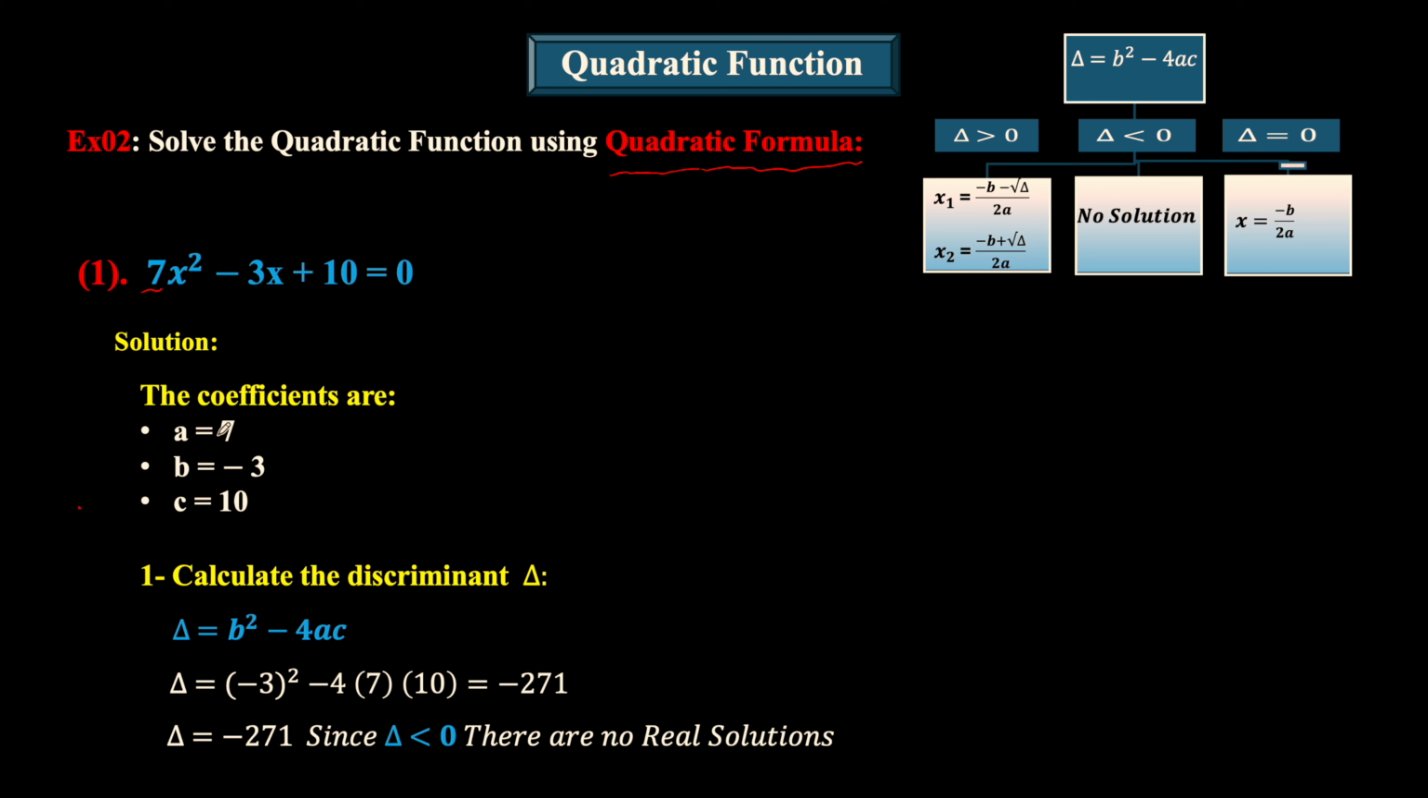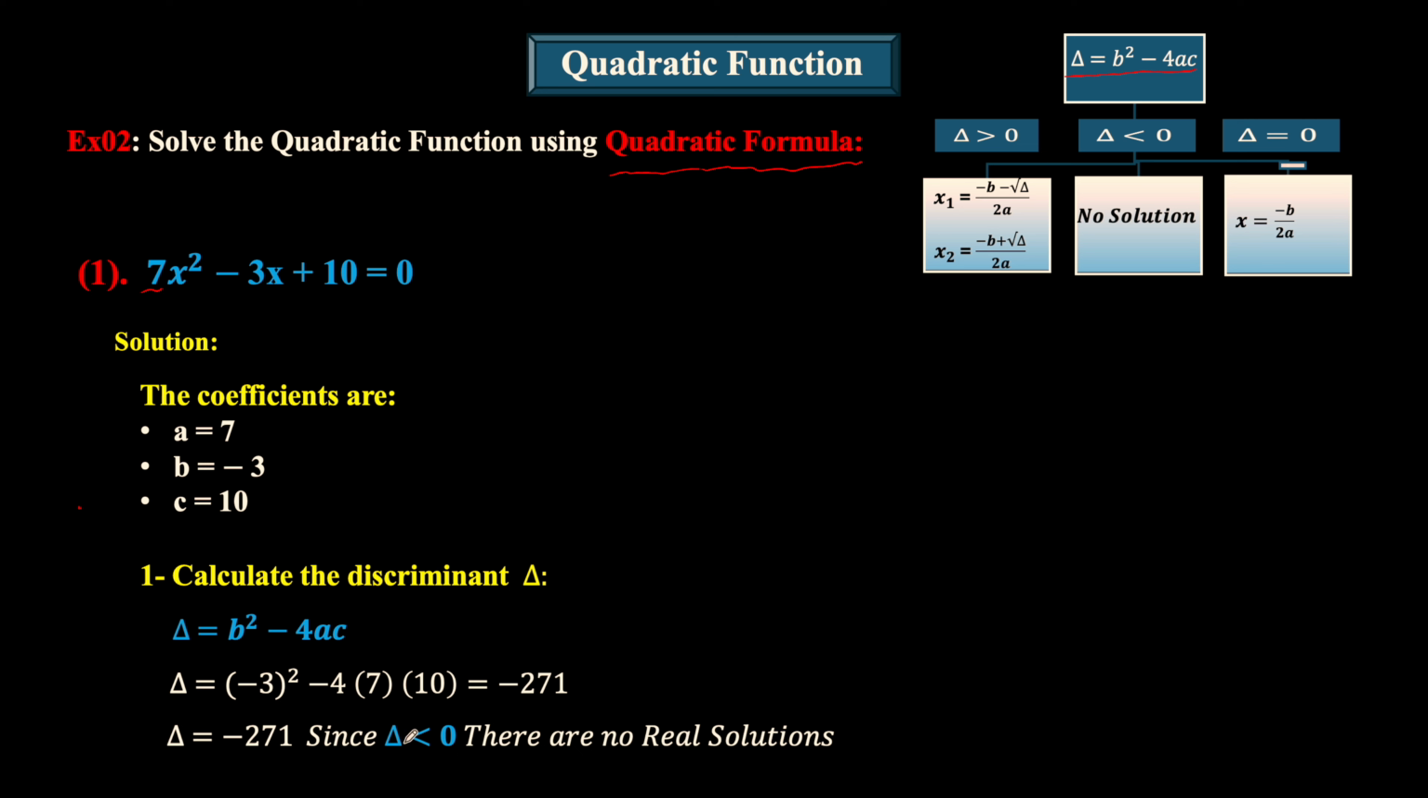So now first step is we calculate the discriminant delta. Delta is equal to b squared minus 4 multiplied by a and c, okay. Again, it is the same formula here. Now delta is equal to b is minus 3, so minus 3 squared, minus 4, we don't touch it. Then a is equal to 7, c is equal to 10, okay. If you calculate this expression, you will get minus 271, okay.